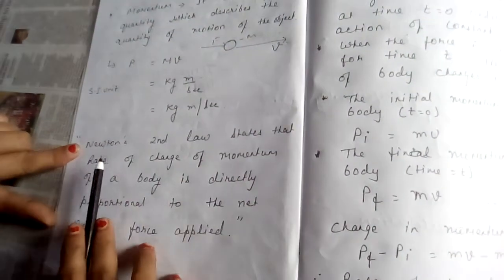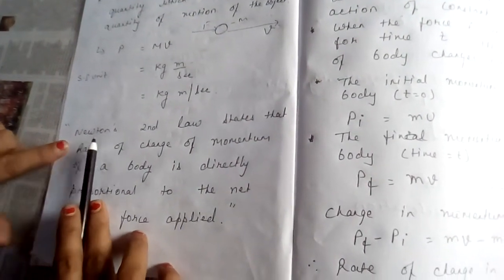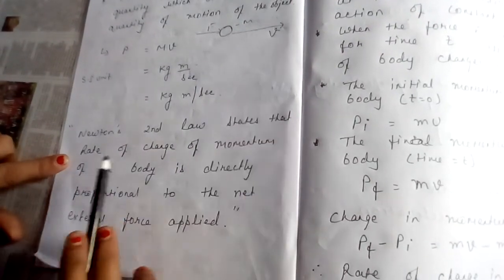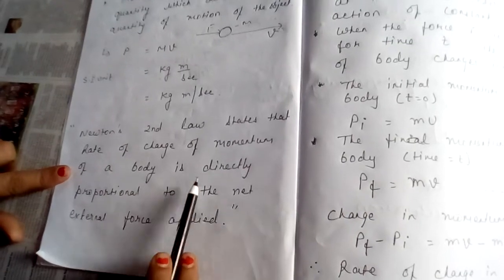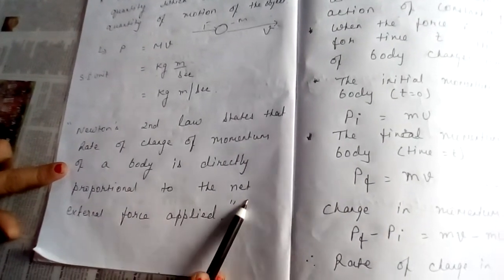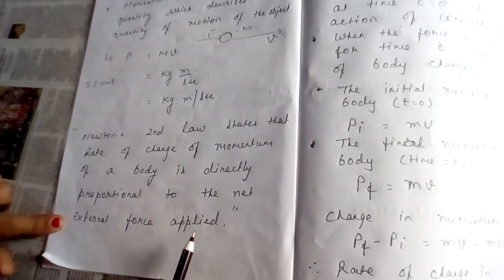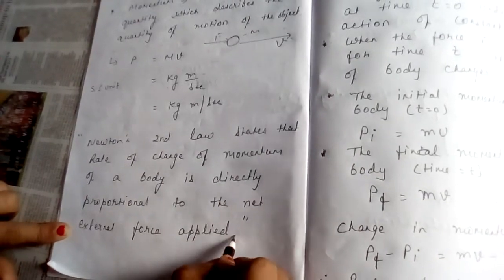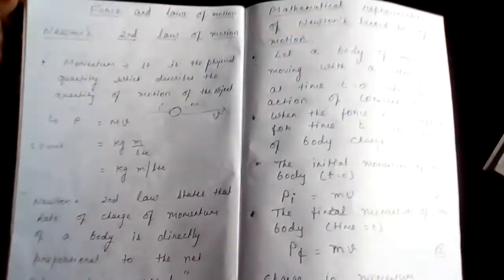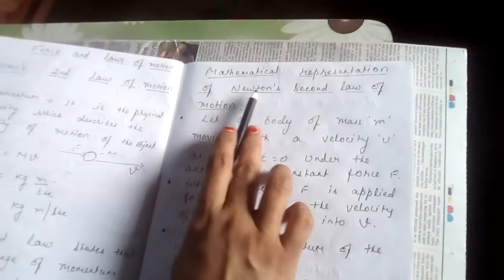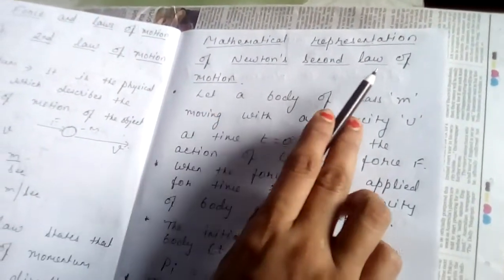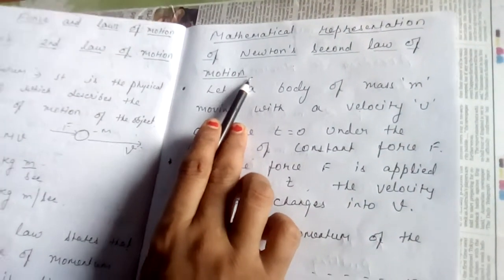Then, what does Newton's second law state? Newton's second law states that the rate of change of momentum of a body is directly proportional to the net external force applied. So, I'll show you mathematically how it is derived. So, mathematical representation of Newton's second law of motion.